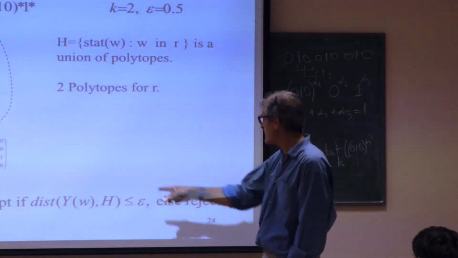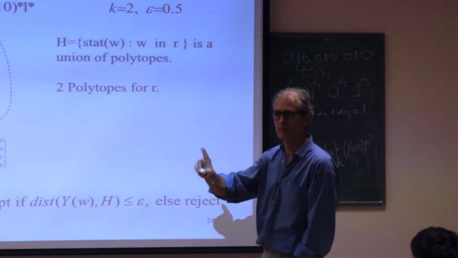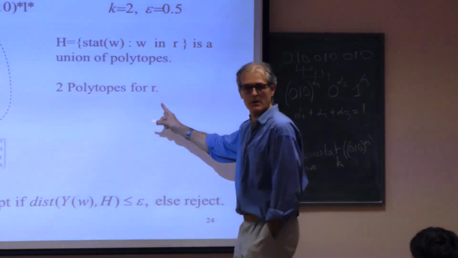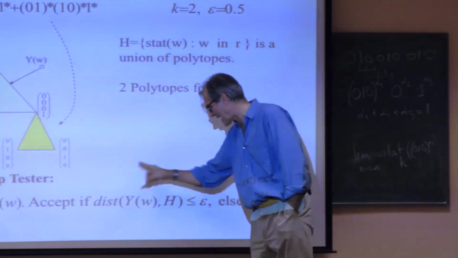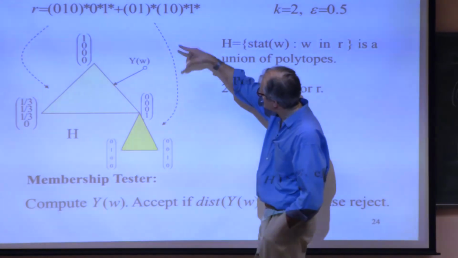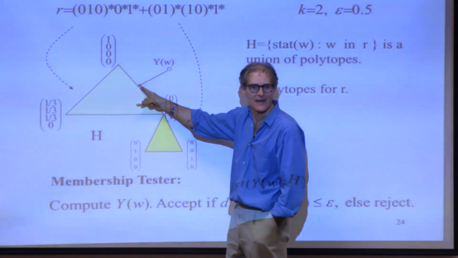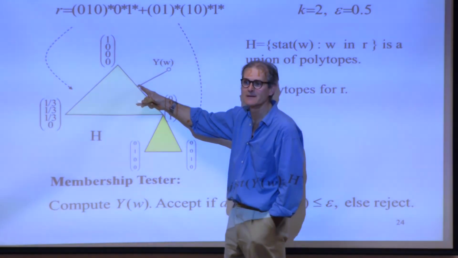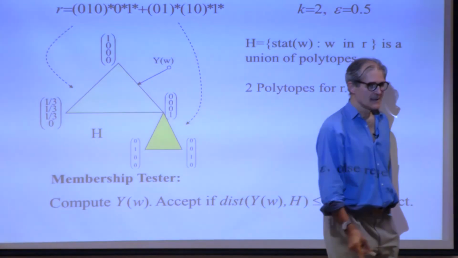And now the membership tester is going to be the following. We'll see that tomorrow. Take your word, sample it, get this U-stat hat, here it's called YW, plot it somewhere here, and look at the distance to the polytope. If the distance is bigger than epsilon, reject. If it's smaller than epsilon, accept. And that's it.